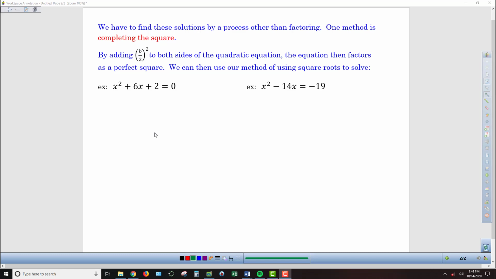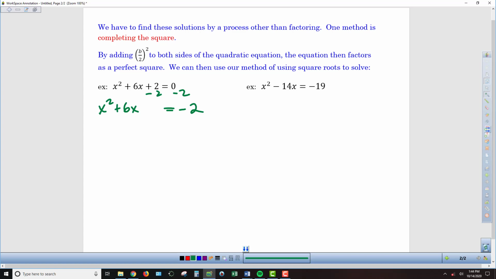The way we're going to start is we're going to isolate the x pieces, the x squared and the x, on one side of the equation, and then the number piece on the other. So I'm going to have x squared plus 6x, and I'm going to subtract 2 from both sides, leaving a little gap here, and then 0 minus 2 is negative 2. And so I've got my equation rewritten with the x's on one side and the non-x pieces on the other.